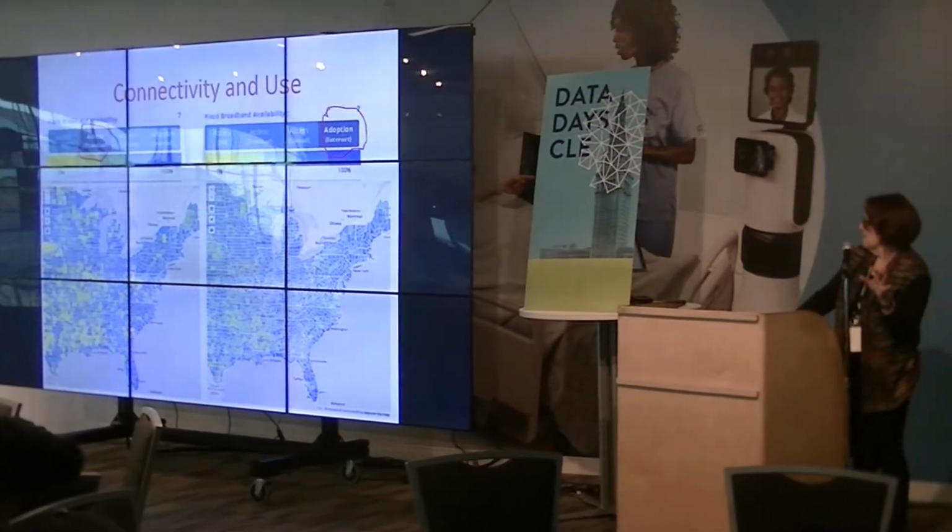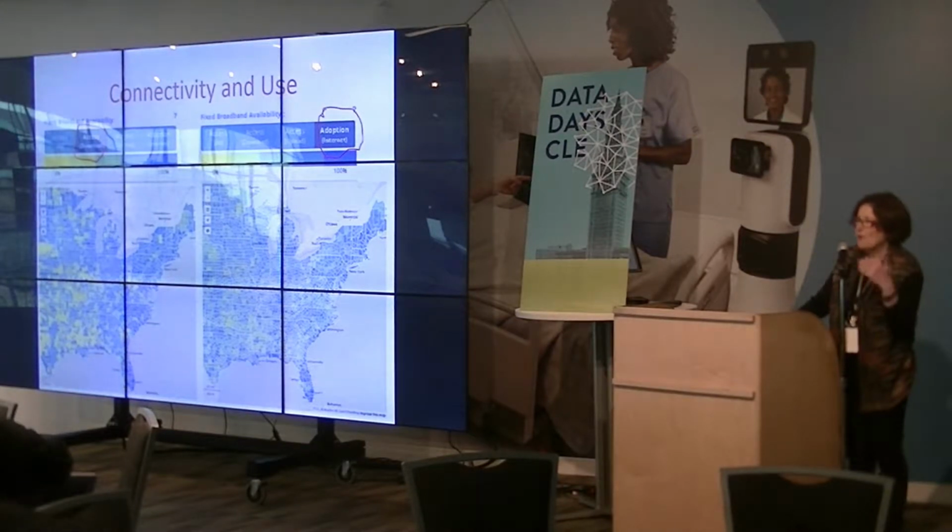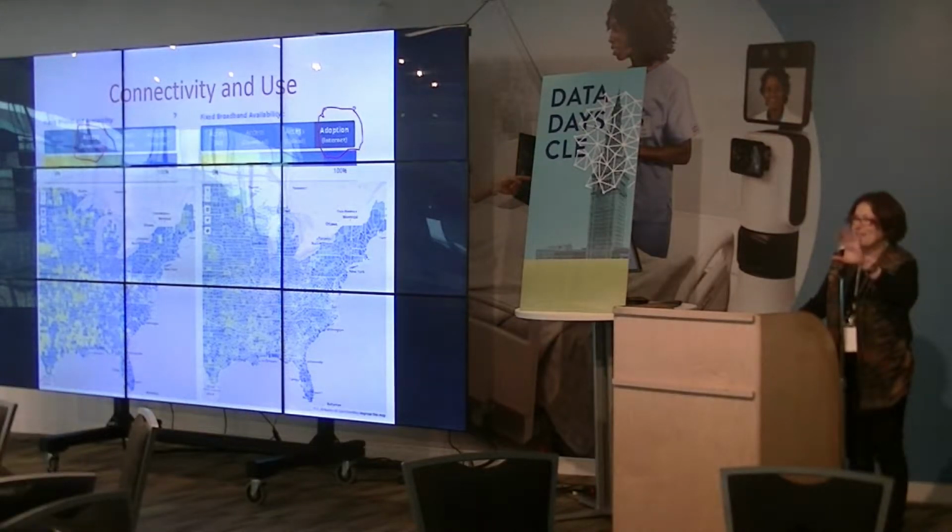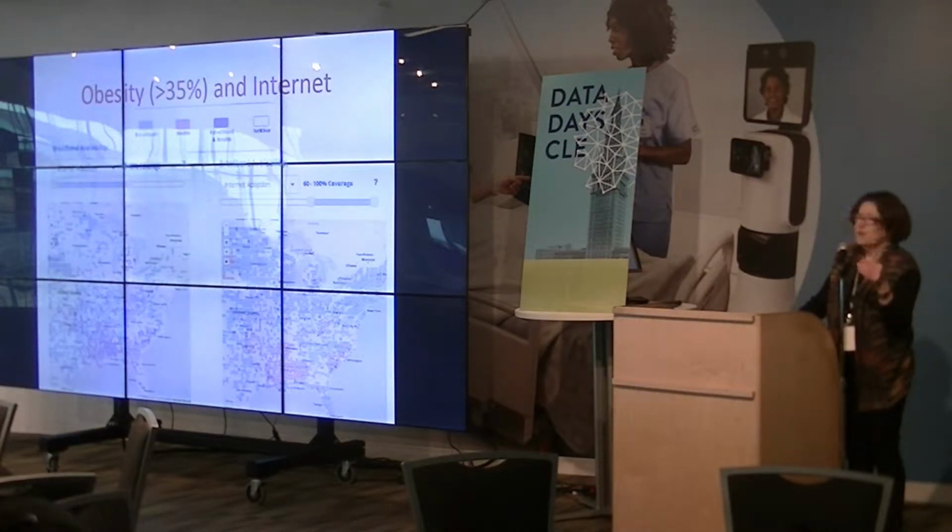And you can see that the areas that are yellow in both are where there's limited high-speed internet and, not coincidentally, lower levels of internet use. And then you can layer on various health conditions.